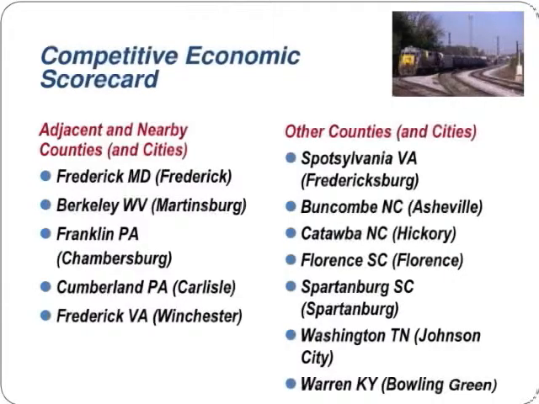Competitive economic scorecard, which, as I said, compares Hagerstown, Washington County with your neighbors and others out there that have similar characteristics. We identified 12 other city-county areas in the region and outside the region to compare you to on the basis of several different economic variables. And you can see your neighbors: Frederick County, Maryland, and Frederick City, of course, mentioned as well. Berkeley County, West Virginia, the Martinsburg area, part of the metropolitan statistical area of Hagerstown. Franklin County, Pennsylvania, Cumberland, which is further up I-81 towards Harrisburg, and Frederick County, Virginia, the Winchester area.